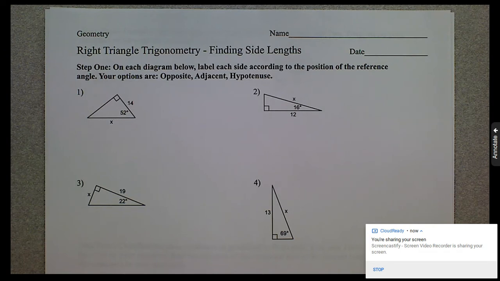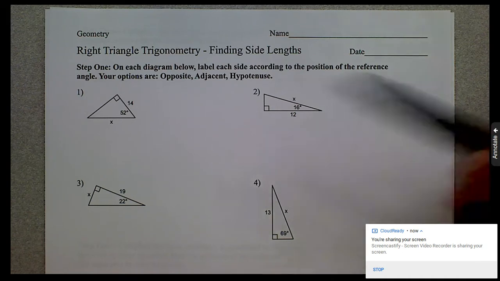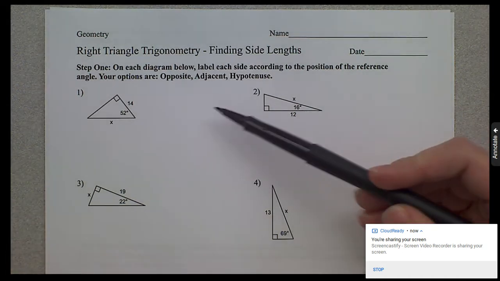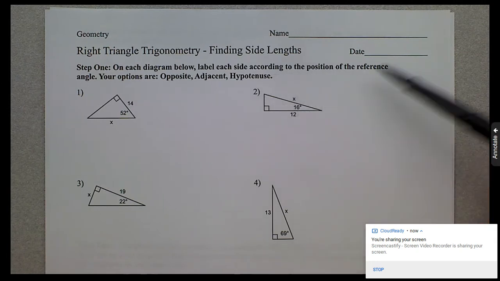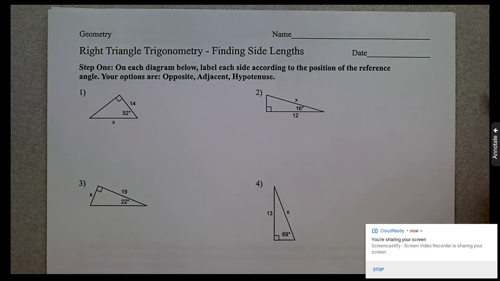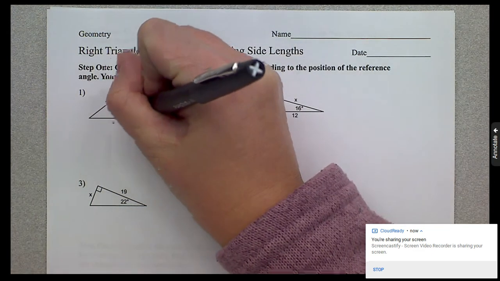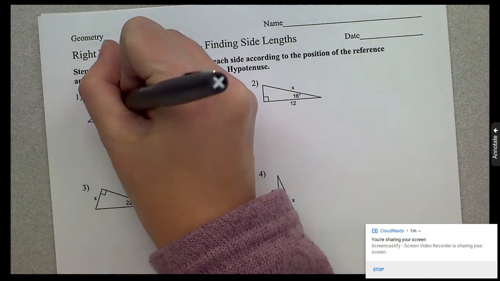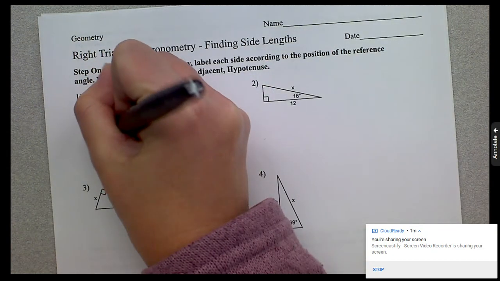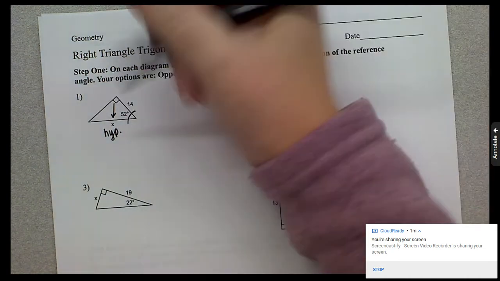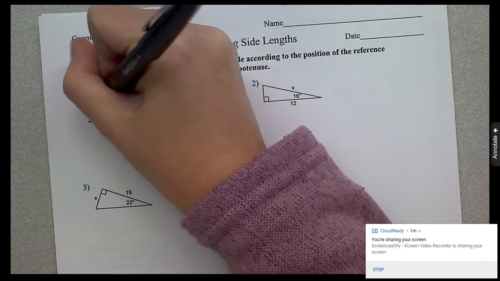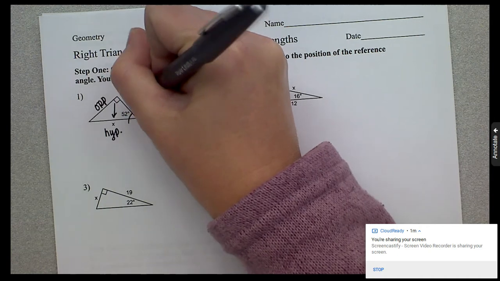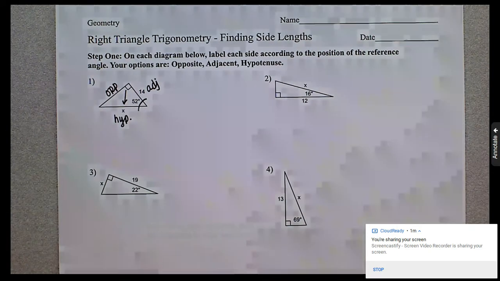So just read the directions. It should break it down and make it semi-easy for you. But step one, for this first section, on each diagram, you're just going to label each side according to the position of the reference angle. So you're either going to label it as opposite, adjacent, or hypotenuse. As an example, this is my reference angle because that's the only angle I know. I can automatically label the hypotenuse, so I'm going to go like that and say this is the hypotenuse. And then from this angle, this would be opposite, which means this would be adjacent. That's all you have to do for the first section. So that should be pretty quick.